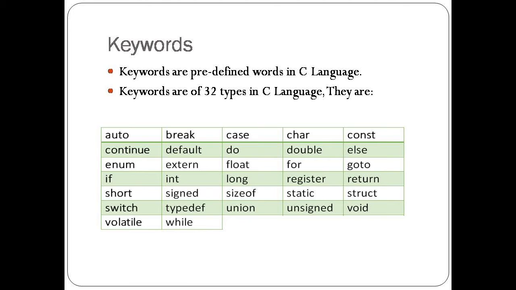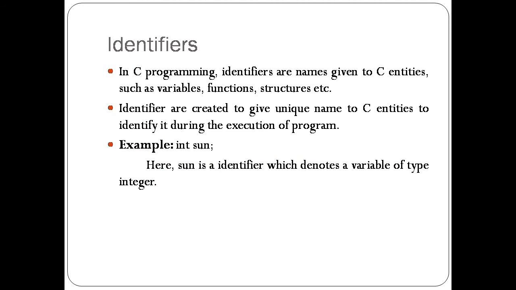They are auto, break, case, char, const, continue, default, do, double, else, enum, extern, float, for, goto, if, int, long, register, return, short, signed, sizeof, static, struct, switch, typedef, union, unsigned, void, volatile, while. We will learn why the keywords are important and how to use them during programming. If we learn them without knowing the programming, it will be hard to know where to use them.